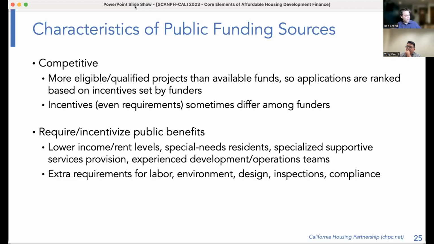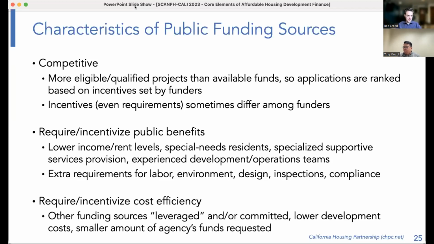And quite often requirements, and sometimes incentives, go along with them for labor standards, environmental standards, design standards on top of whatever the planning and entitlements and land use require, and on top of what the building code requires. Many of these funders will send inspectors during construction, and every single one of them will have minimum annual compliance monitoring, and sometimes more frequent than annual as well.